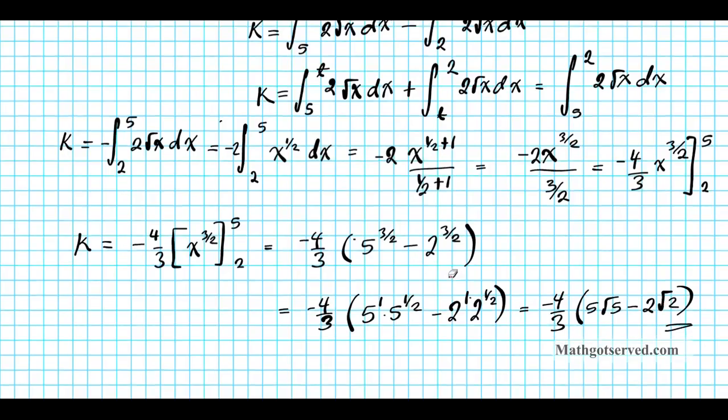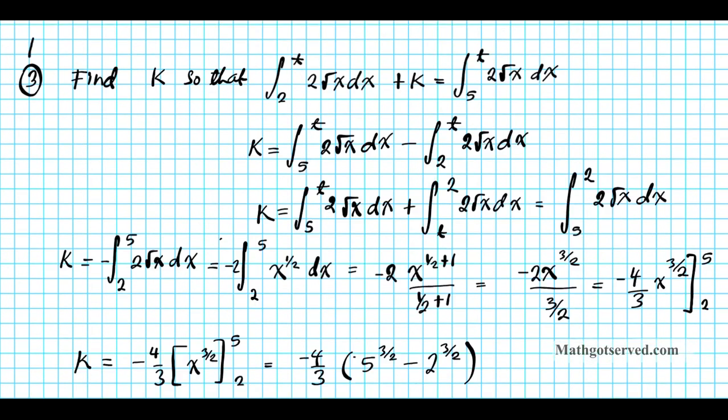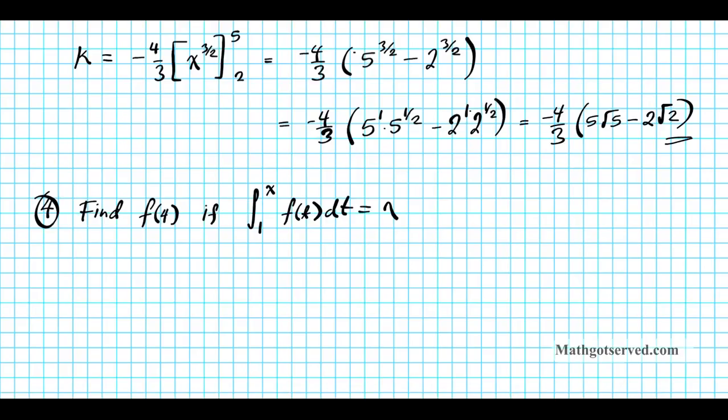All right, let's take a look at the last question. I'm sorry, question number 4. So for problem 4, we're to find f of 4 if the integral from 1 to x of f of t dt is equal to x to the sine x. Okay, so we're going to go ahead and look for this.